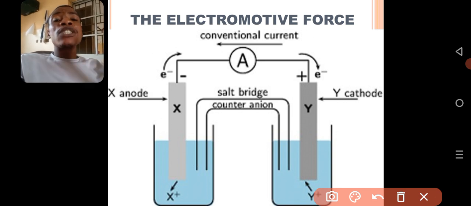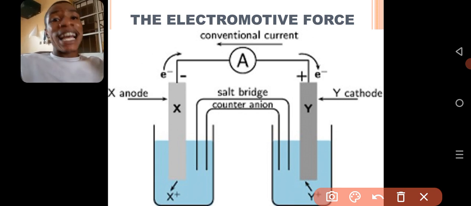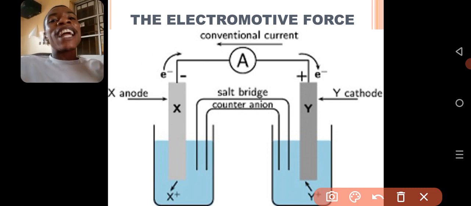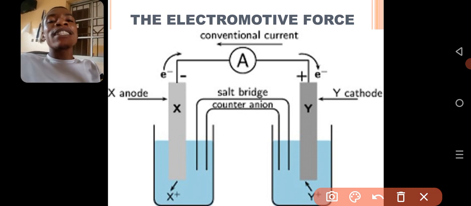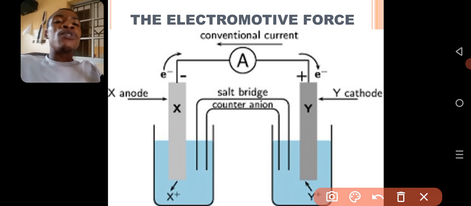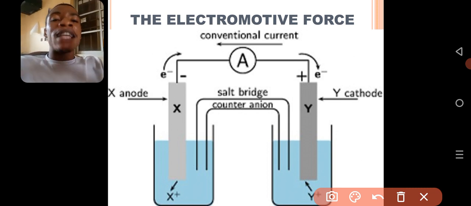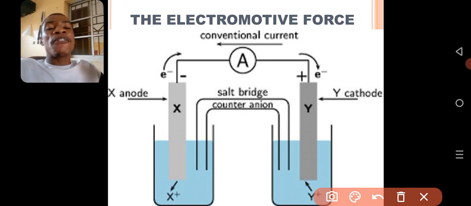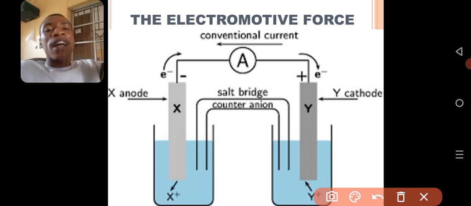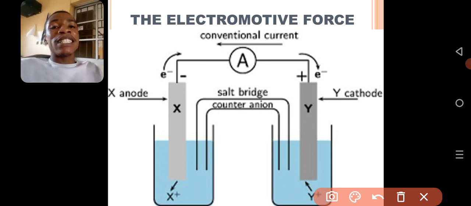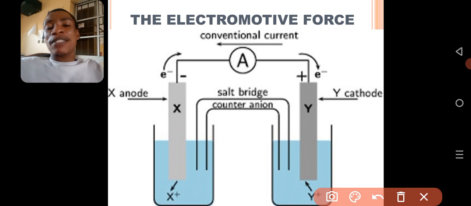So if you want the electron or the current to be moving very high and very fast, you want the EMF to be large, then try to use two elements whose electrode potential is very far, or whose position is very far from each other in the electrochemical series.